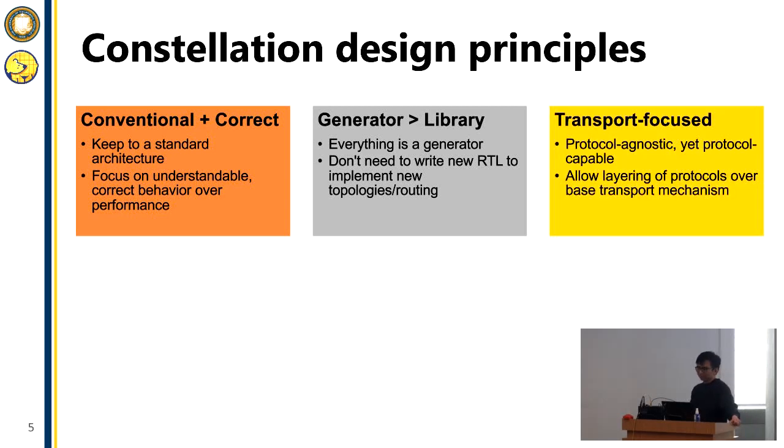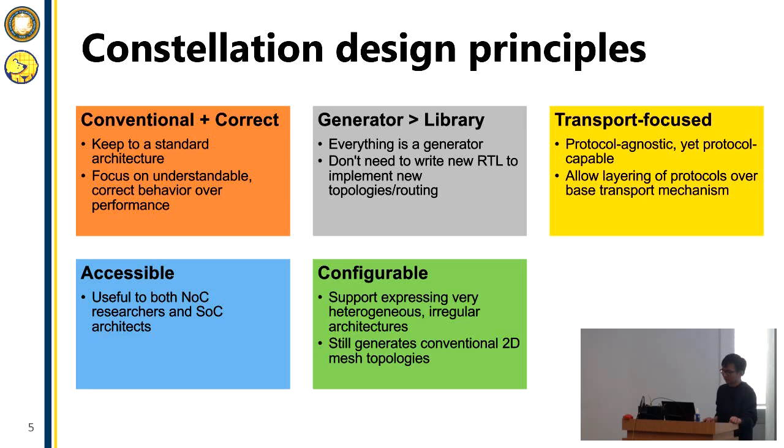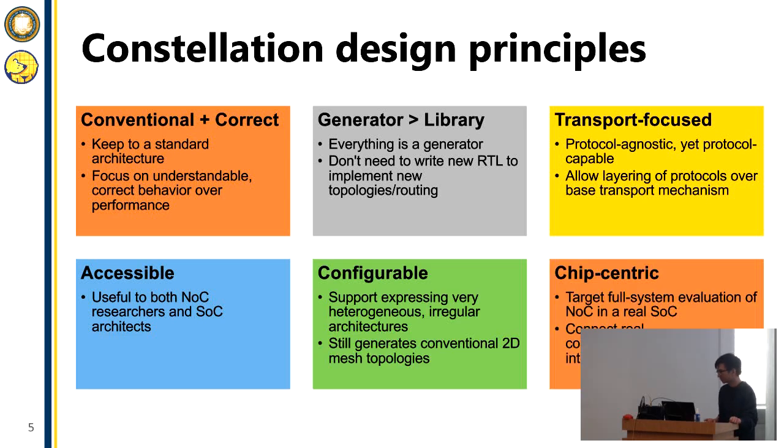It should be transport focused, so we use TileLink at Berkeley for cache coherent traffic, but Constellation should be protocol agnostic. So later down the line, we can mess with different protocols, or someone else can extend it with their own protocol if they want. It should be accessible, so whether you're a NoC researcher or an SoC architect, the level of abstraction in Constellation should be appropriate for you. Configurable, of course, as a generator. And finally, chip-centric, right? We want to actually end up taping out this system and building it in our real SoCs and using it in the chips we build going forwards.